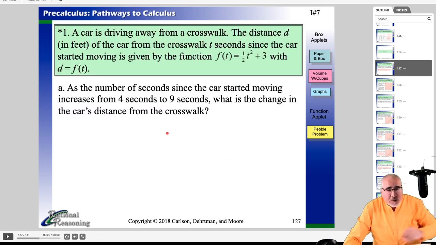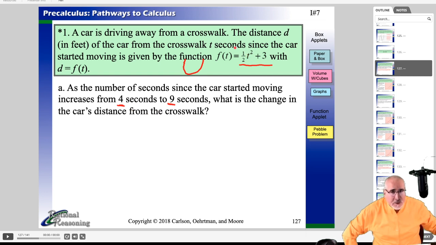So we're starting off, we've got some kind of a function here, 1/2 t squared plus 3. If you remember from your earlier algebra, that would be a quadratic function. So it's going to have a graph that's curved, sort of a U-shape, and it'll be up. So that's our function we're going to deal with, and we're going to look at what happens when we go from 4 seconds to 9 seconds. Time is how it's moving, right? And this function is giving the distance in feet of the car from the crosswalk, as it moves away.